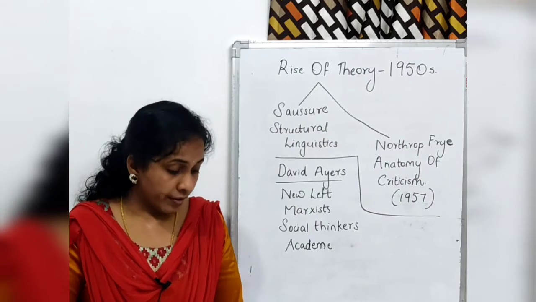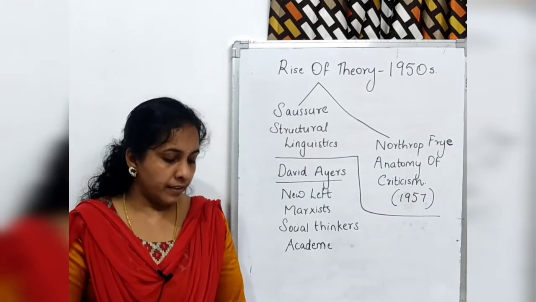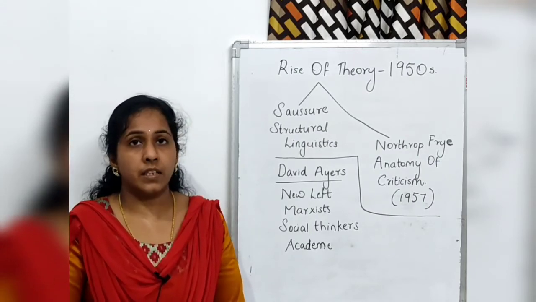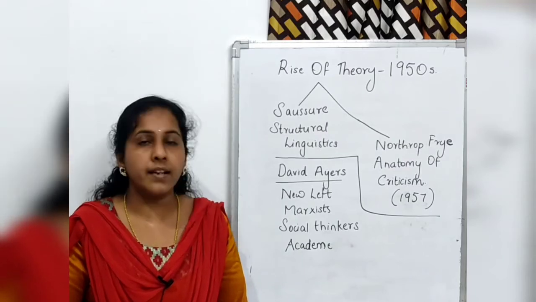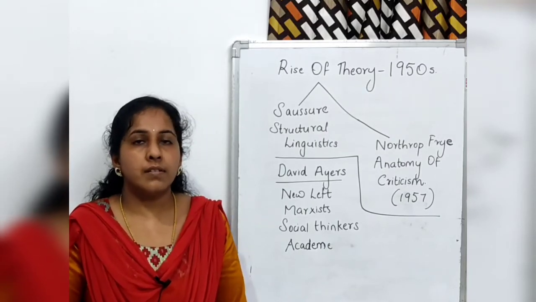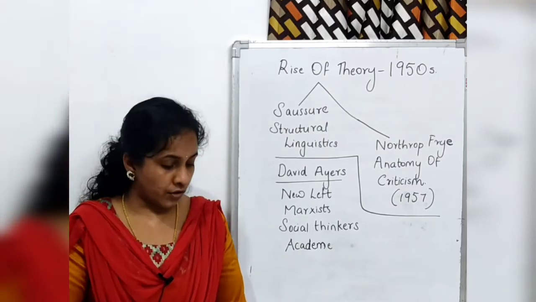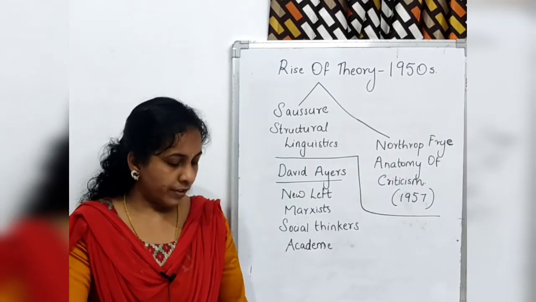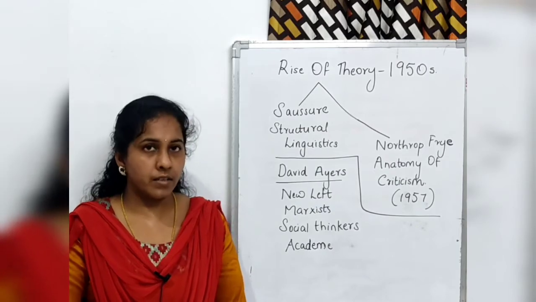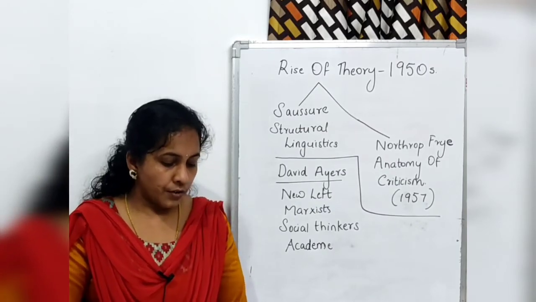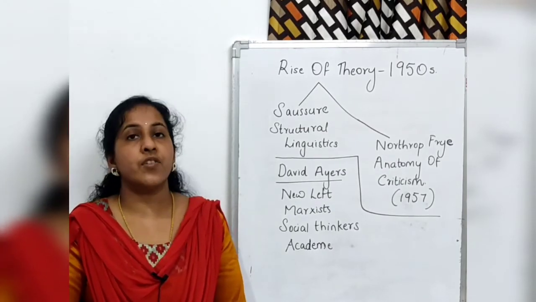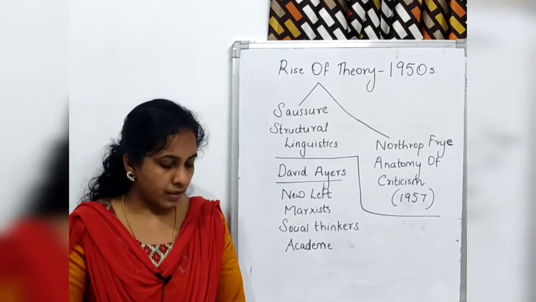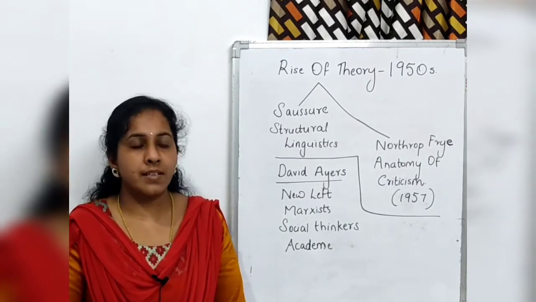Critics and literary historians differ in their estimation of the rise of the theory or movement of theory in the 1950s. So, since they differ, there were two sections. The first section attributed the rise of the theory or movement of theory to Ferdinand de Saussure and his structural linguistics. Saussure, for your knowledge, is a Swiss linguist.